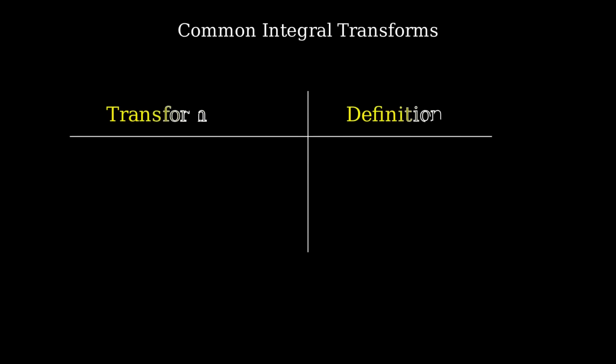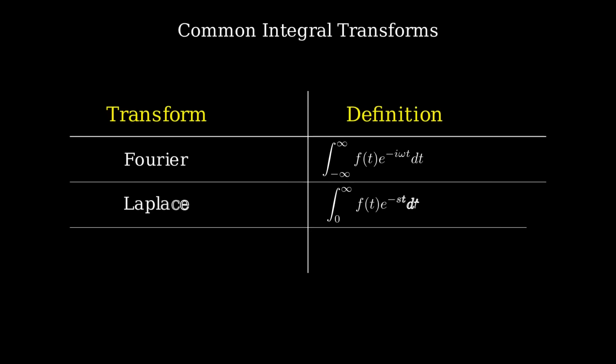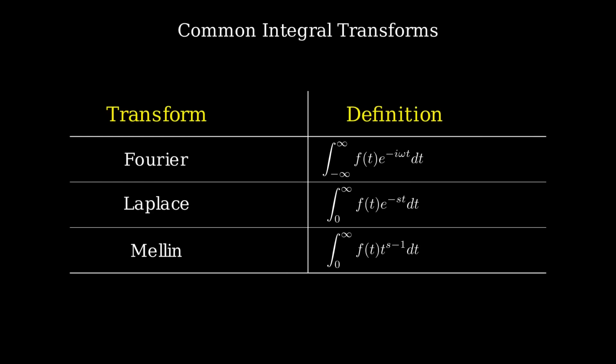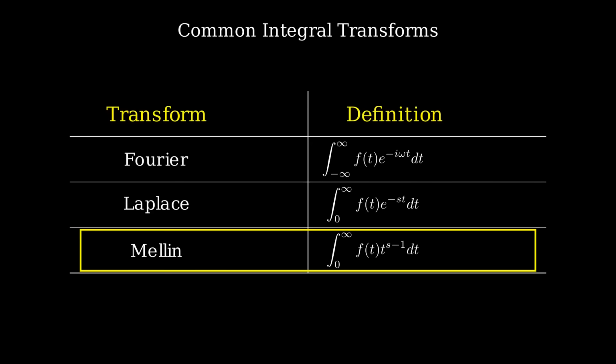So what are some real-world examples of this? There's the Fourier transform, Laplace transform, Laguerre transform, Legendre transform, Hilbert transform, and finally, the star guest of today's video, the Mellin transform. Each transform has an associated table of commonly used transforms, and here are some examples. But let's dive more into the Mellin transform.